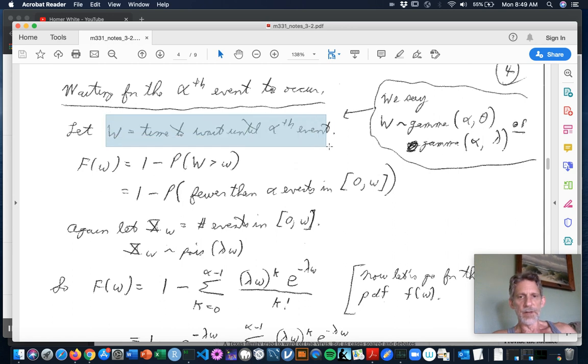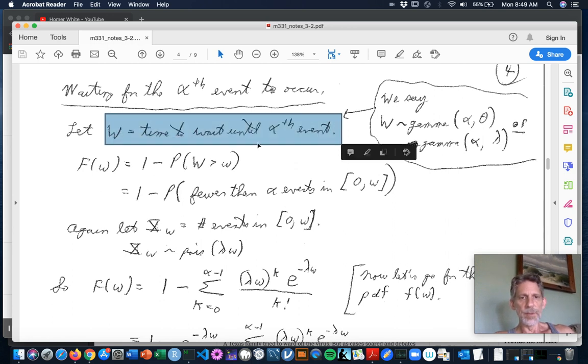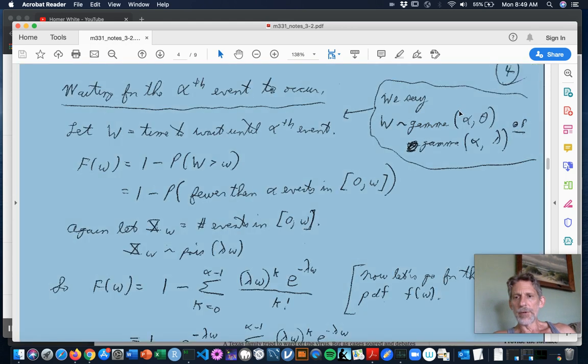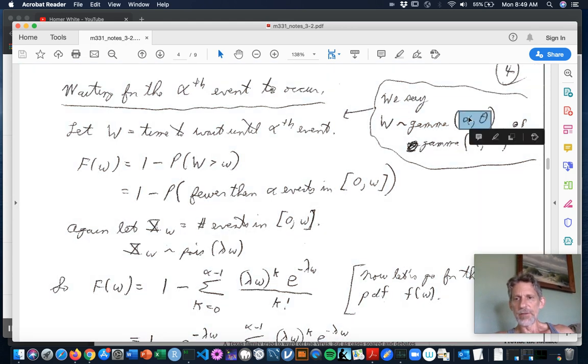So once again, let's set up a random variable. Let's let capital W be the time to wait till the alpha-th event. By the way, we're going to call such waiting random variables gammas. And we need 2 parameters to specify them. We need to say how many events we're waiting for, that's the alpha, and we need to say something about the rate of the process. And so we could specify the average waiting time between events, theta, or we could specify the rate of the process, lambda. So you'll see it written different ways in different treatments, different books.